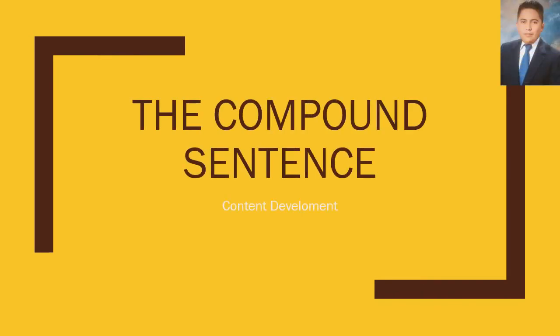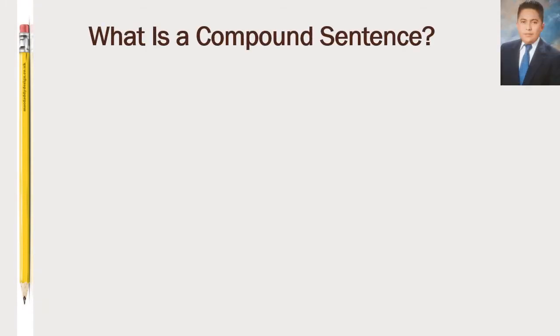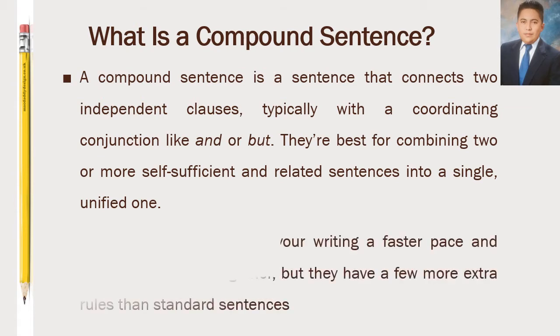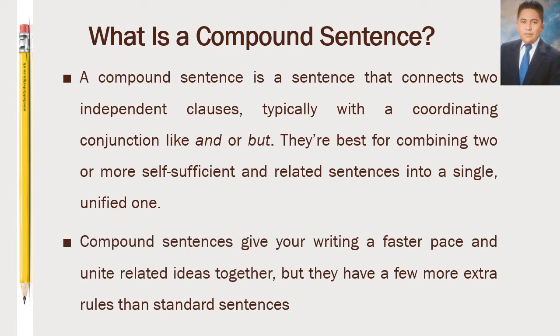The compound sentences. What is a compound sentence? A compound sentence is a sentence that connects two independent clauses, typically with a coordinating conjunction like "and" or "but." They are best for combining two or more self-sufficient and related sentences into a single unified one. Compound sentences give your reading a faster pace and unite related ideas together, but they have a few more extra rules than standard sentences.